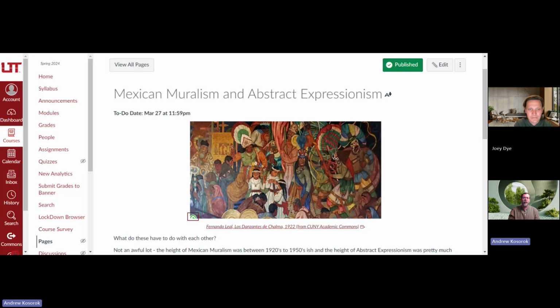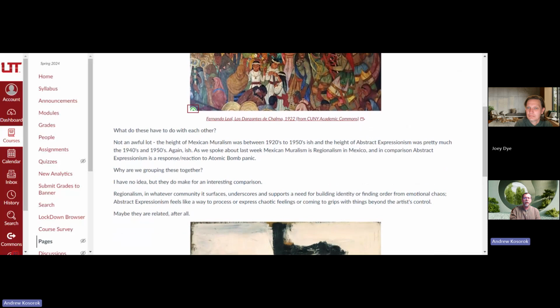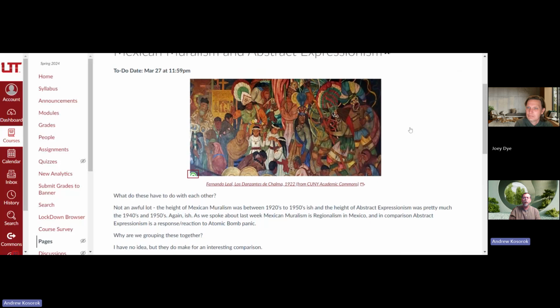And when I first saw this, I thought this is one of the oddest pairings, because these two movements' starts are separated by about 20 or 25 years, and Mexican muralism is very clearly linked to regionalism that we just covered in the U.S. However, as I was looking into this more, it was fascinating to me because they both seem to be responses to very similar stimulus, very similar things going on.